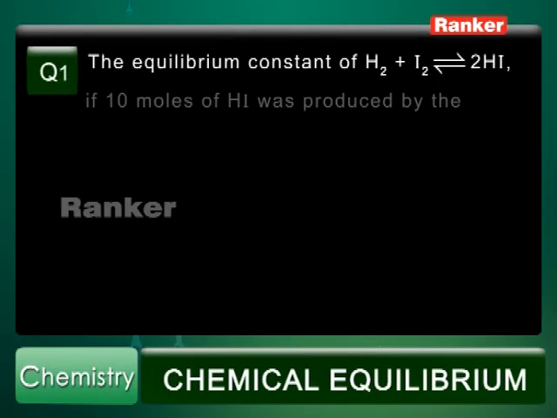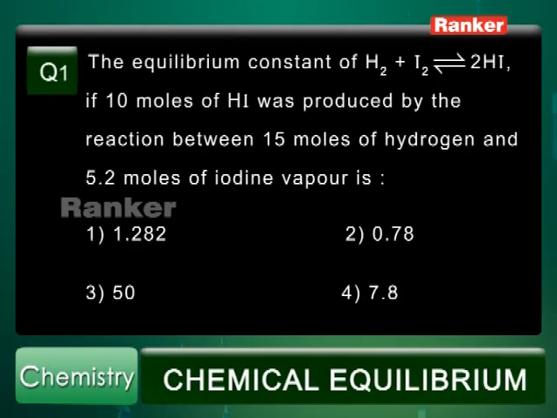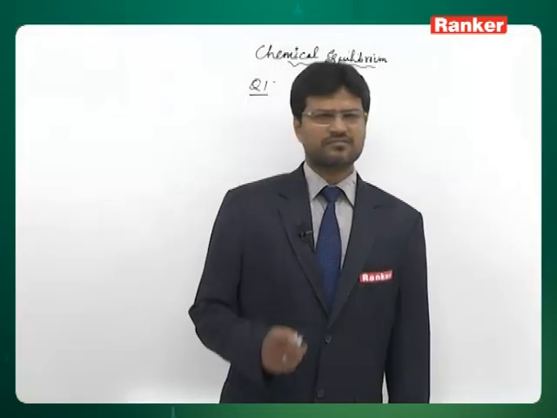The question is, equilibrium constant for the reaction H2 plus I2 gives 2HI, if 10 moles of HI was produced by the reaction between 15 moles of hydrogen and 5.2 moles of iodine vapor, is. First option 1.282, second option 0.78, third option 50, and fourth option is 7.8. Let us solve this question.